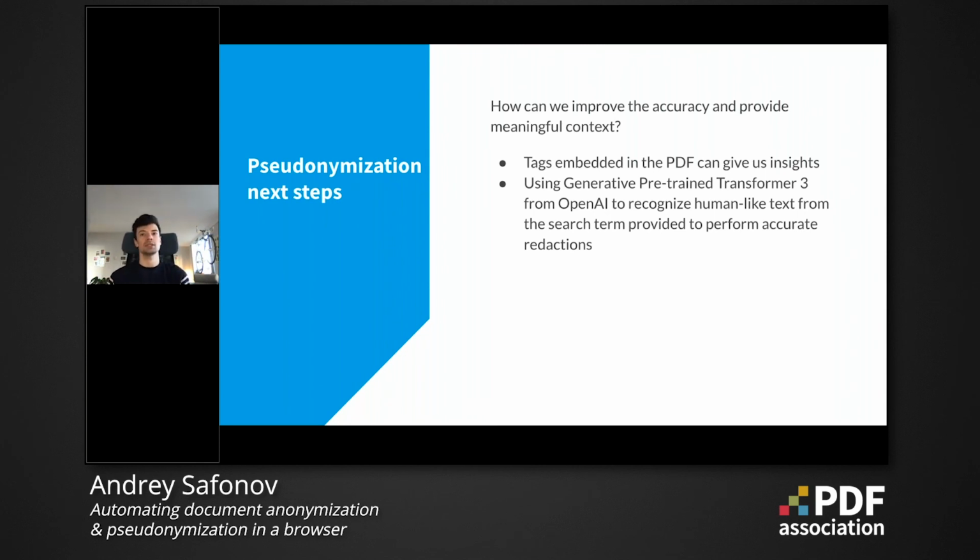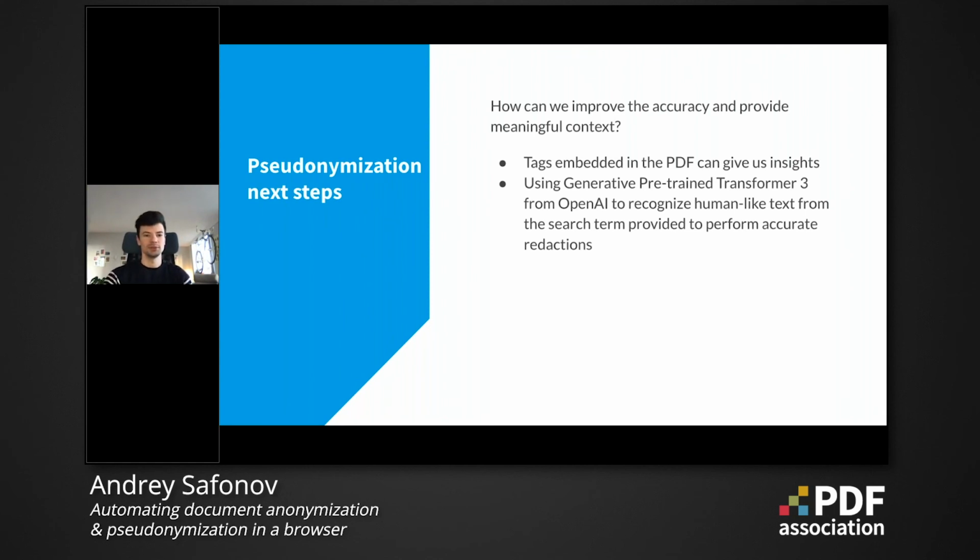One of the applications I thought for GPT-3 is to build something to help users, no matter the way they search, to see if we can approximate any of the data relevant to their search term to perform accurate redaction.